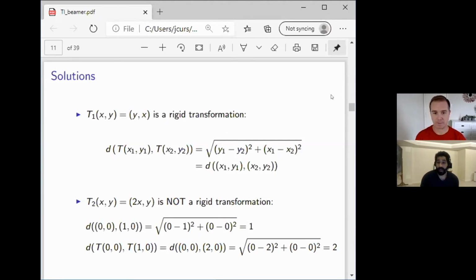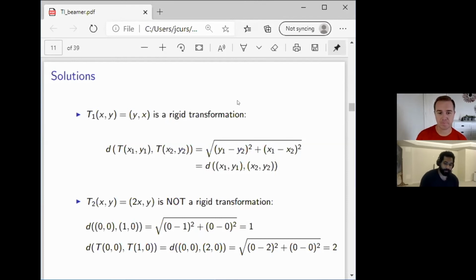And the 2 points that I chose to take were the point at the origin, 0, 0, and the point 1, 0 on the x-axis. So the distance between those is obviously 1 unit apart. But when you take the transformation, the distance between 0, 0 and 2, 0, which is what 1, 0 maps to, is 2. So these two are definitely not the same. So we know it's not a rigid transformation.